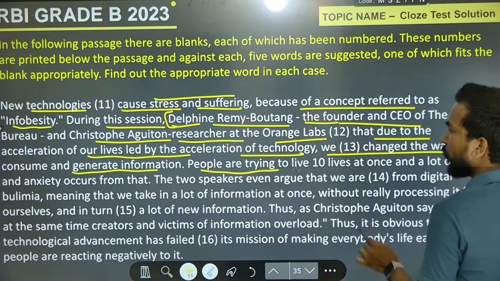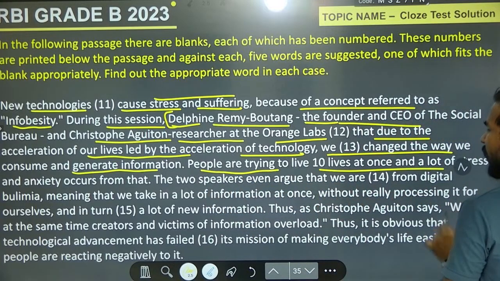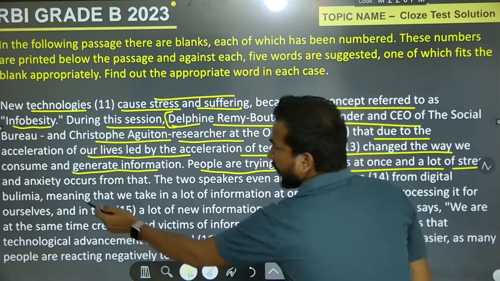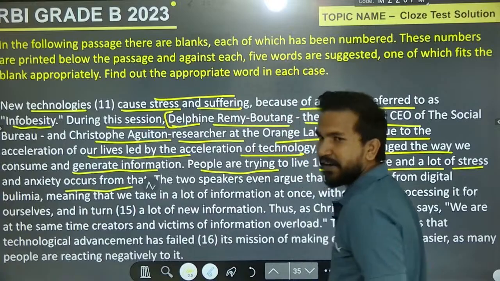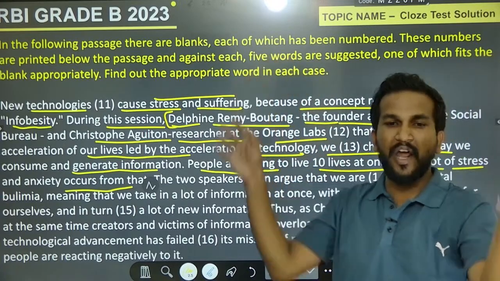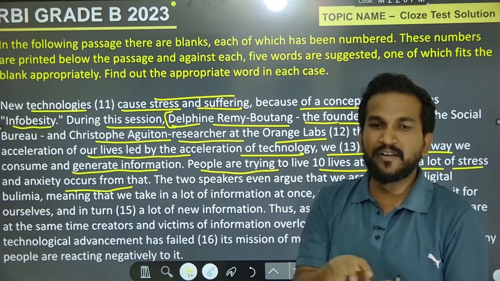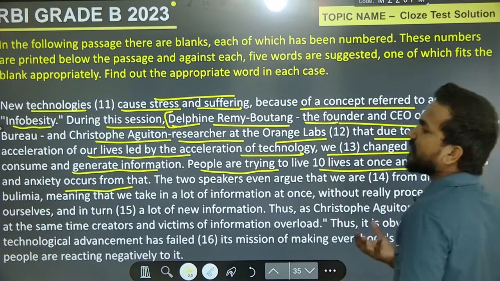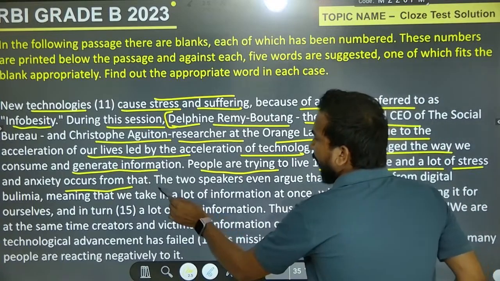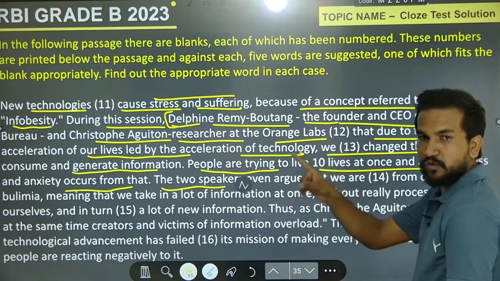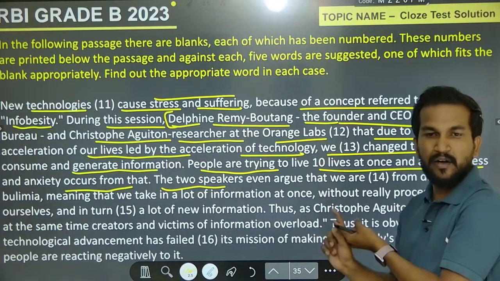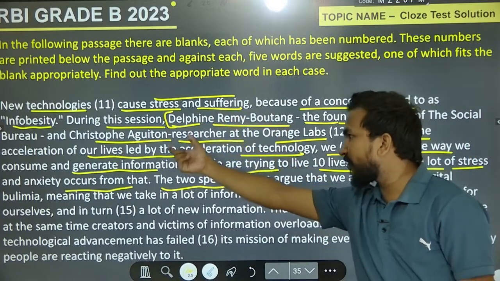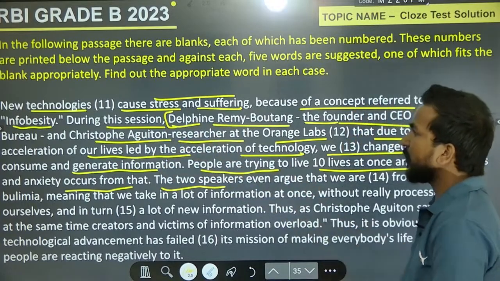Actually, people are trying to live 10 lives at once, and a lot of stress and anxiety occurs from that. Okay, definitely if you think 10 times bigger than your mind, there will be some type of anxiety that will occur from that. The two speakers, who are they? The first one is Delphine Remy Boateng, and the second one is Christophe Aguishan.